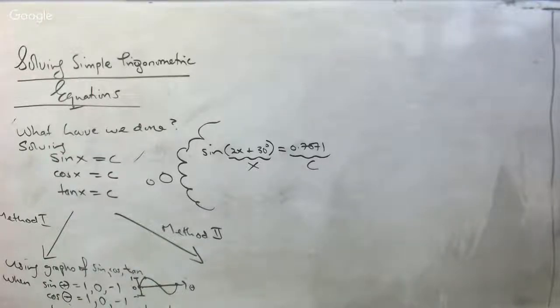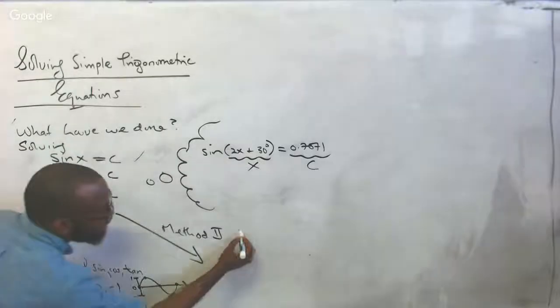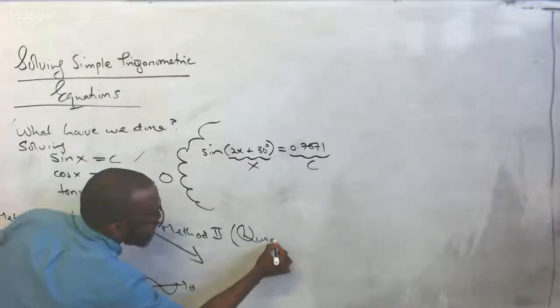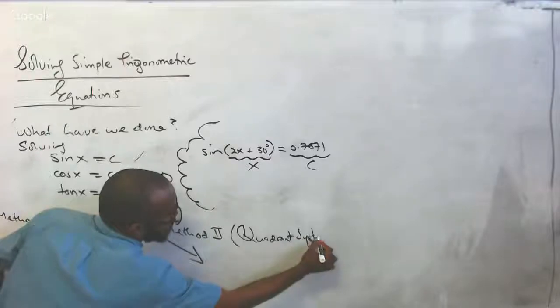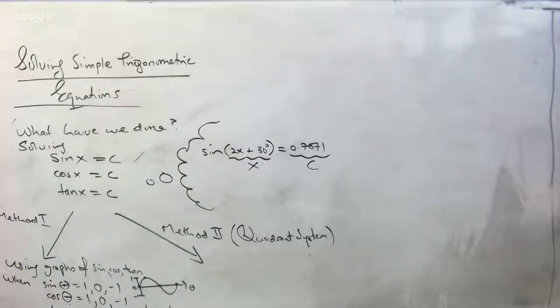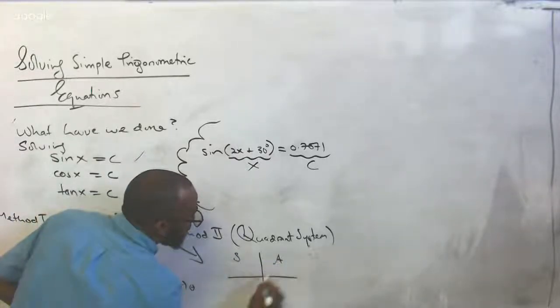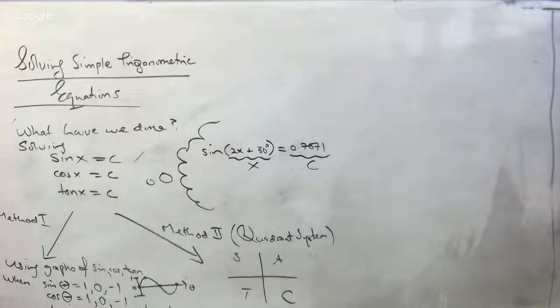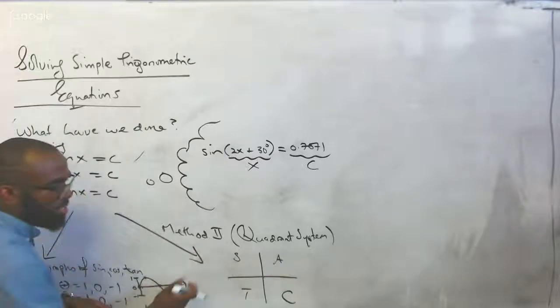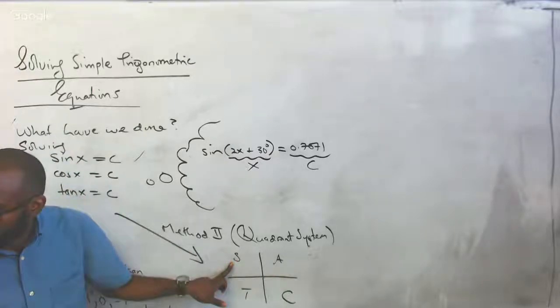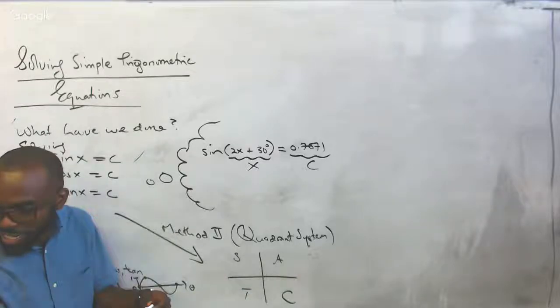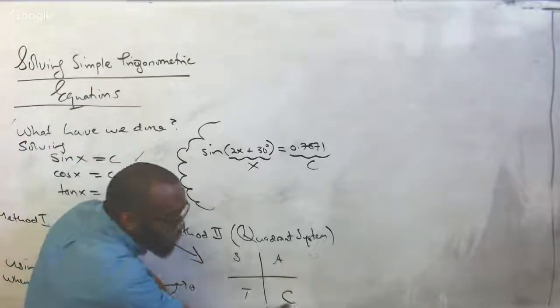Everybody clear, right? You have to be clear on this foundation. Then method 2 was what? The quadrant system. Now that we've reached that far, we skip something and push it to the end of trigonometry. That's the quadrant system, ASTC. S means sine alone is positive here. A means everything is positive here, all sine, cosine, tangent. Tangent alone is positive here, cosine is positive here.